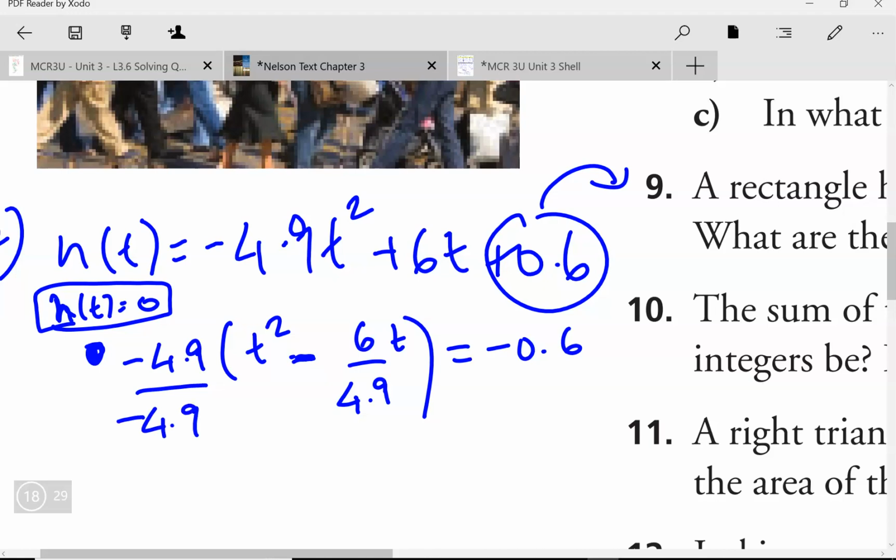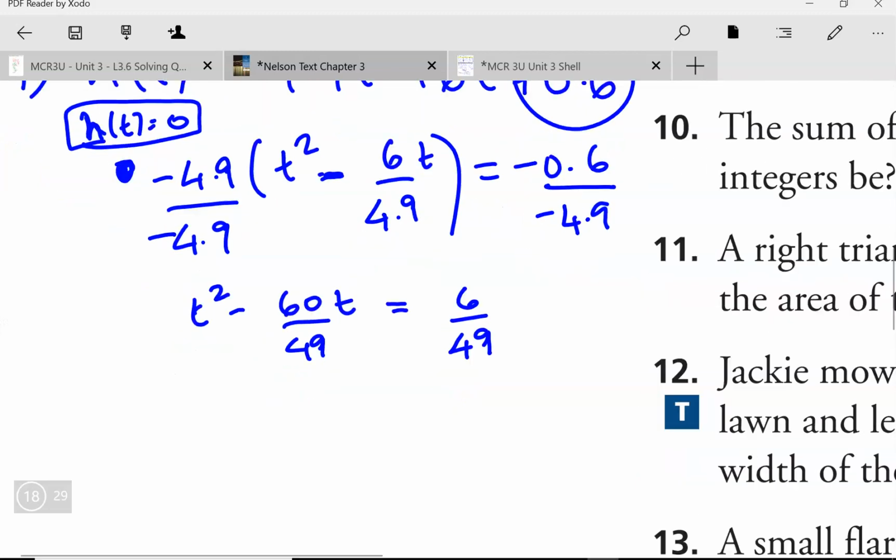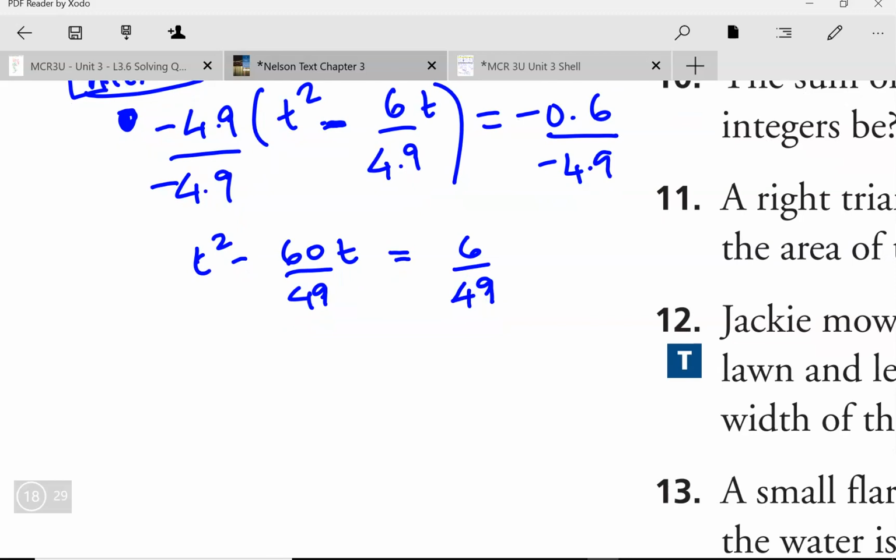Divide both sides by negative 4.9. So we are going to get t squared minus 60 over 49t equals, again here, 6 over 49. I've just got rid of the decimal from the denominator by multiplying both of them by 10. Hopefully we're okay with that. But this is not by any means, by any way, shape, or form going to look pretty.